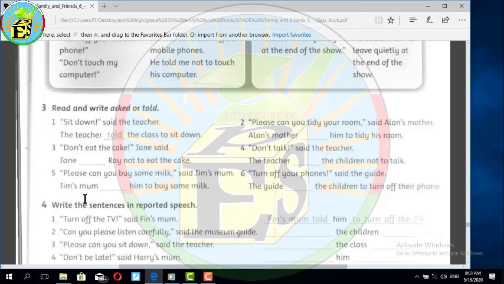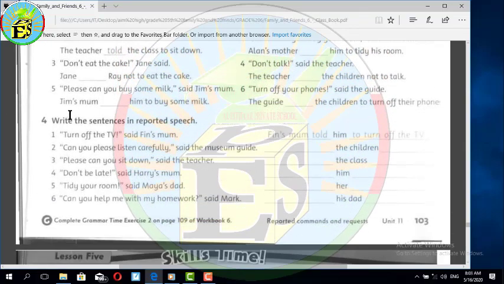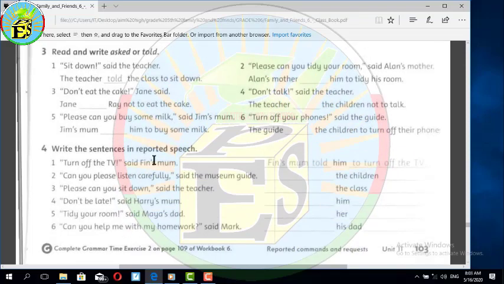Exercise number 4. Write the sentence in reported speech. He made the first one, as usual. Turn off the TV, said Finn's mom. Finn's mom told him to turn off the TV.